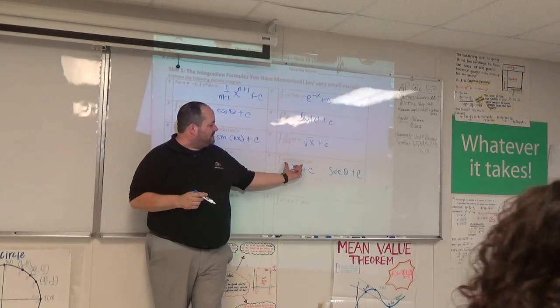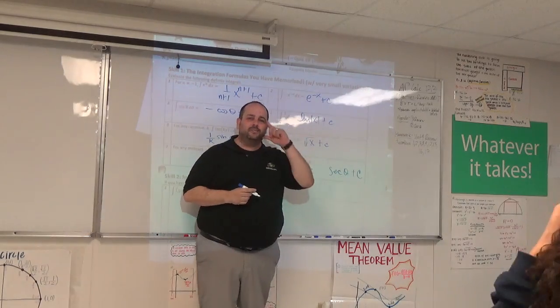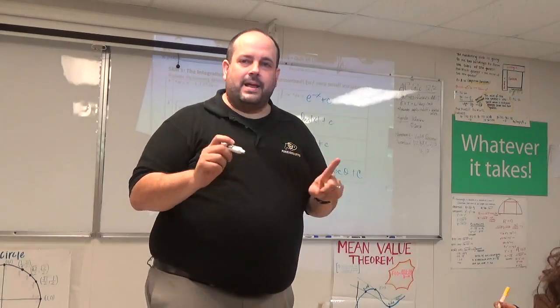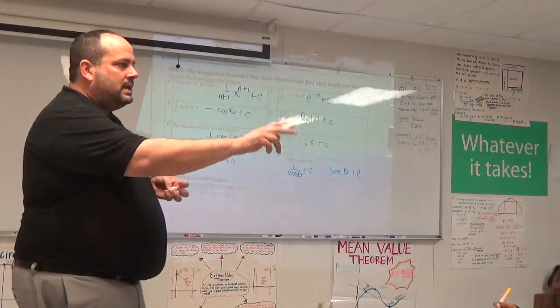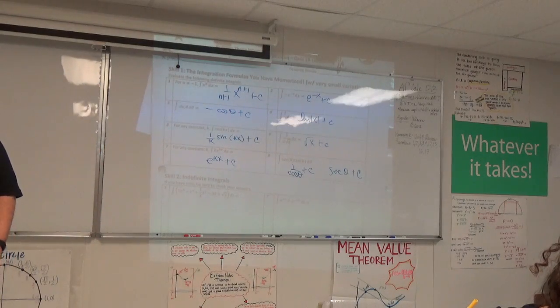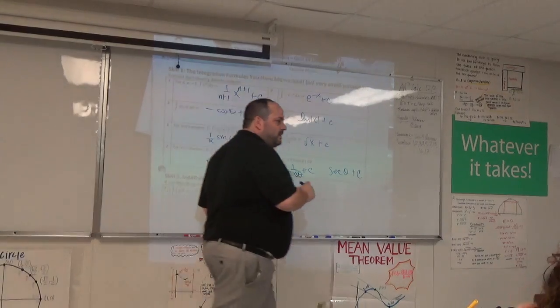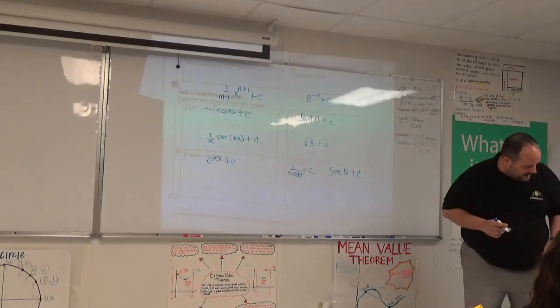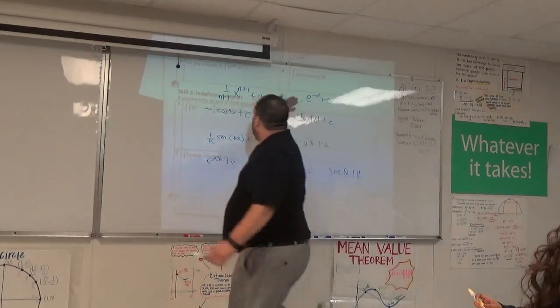The antiderivative of secant tangent is secant because we know the derivative of secant is secant times tangent. How many of you guys got all 8? How many got 7 out of 8? It's a Friday. I'm feeling generous. If you get 7 out of 8 or 8 out of 8, you earn the sticker.